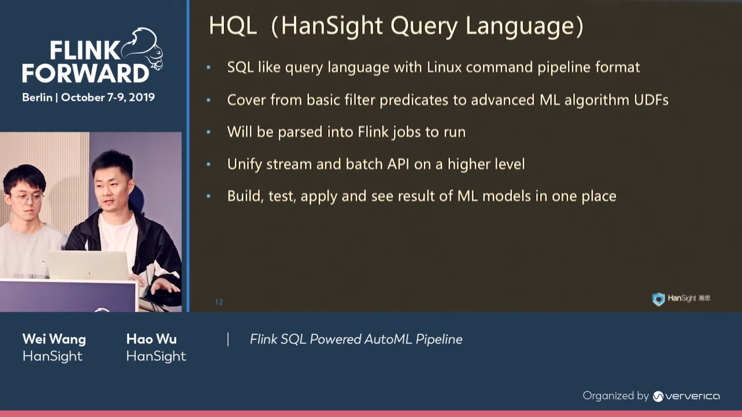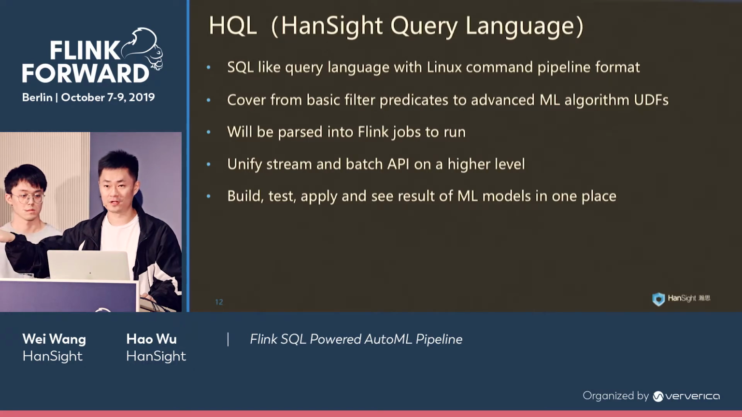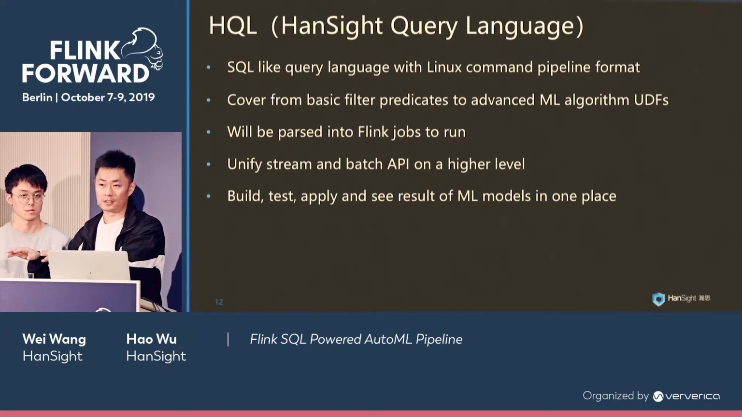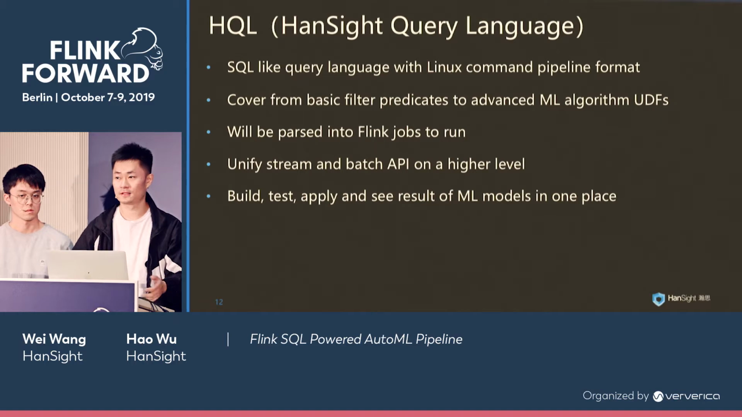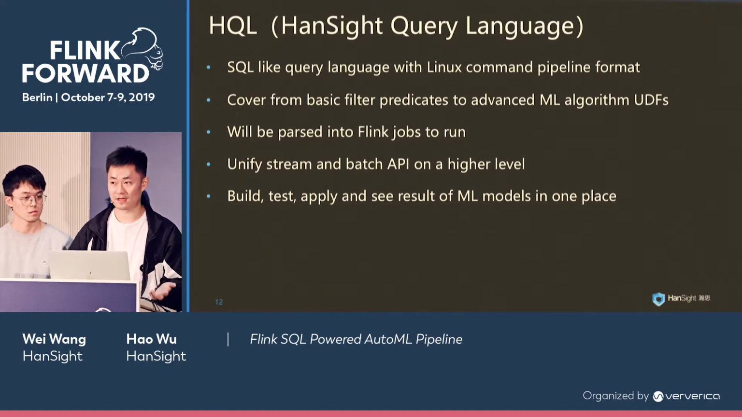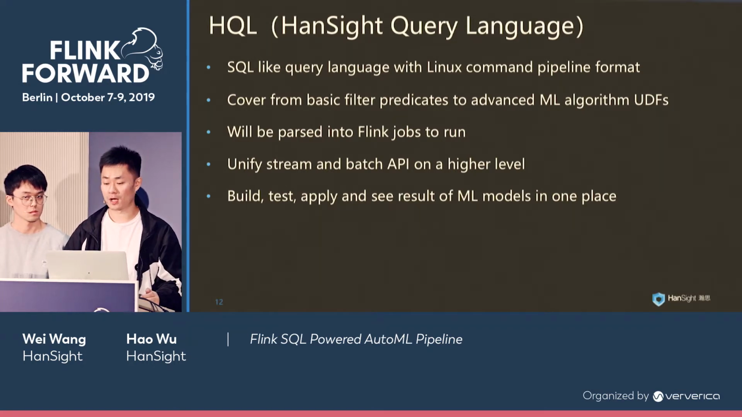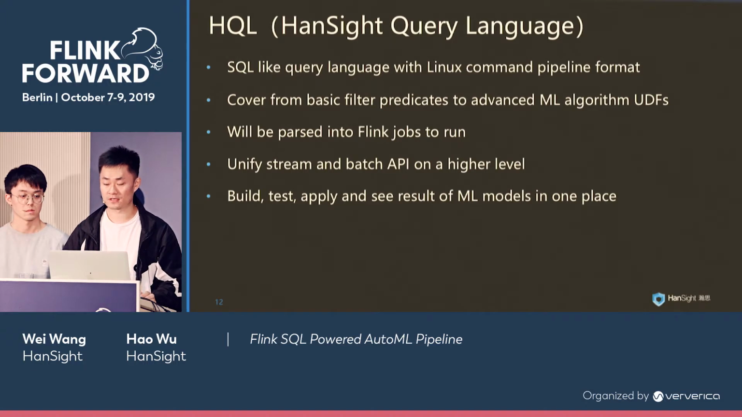So you can type the first command, and then you can give a pipe sign, and then you can type another one. So the result will be transported through the pipeline. It covers basic filter predicates, like where if one condition meets, then what, if else what. And we also cover some classic machine learning algorithms like XGBoost, SVM or K-means. Those are all built into our system.